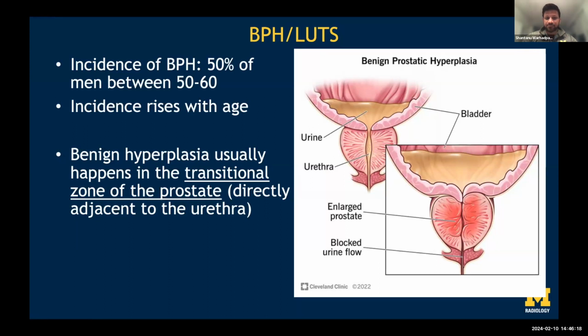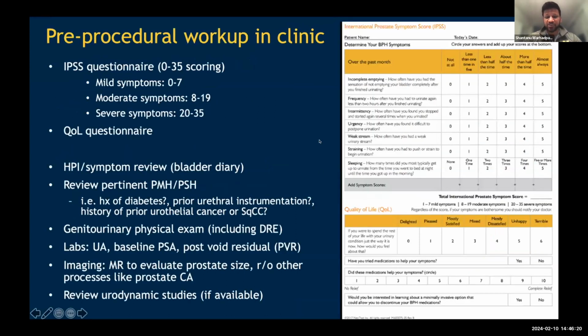When I see my patients in clinic, I've worked this out with my NP. Before they even come to my clinic, there's two things that are sent to them: the IPSS questionnaire and the quality of life questionnaire. Both of these are already filled out. So before I even walk into the room, I already know what their symptom score is and what their quality of life symptom score is.